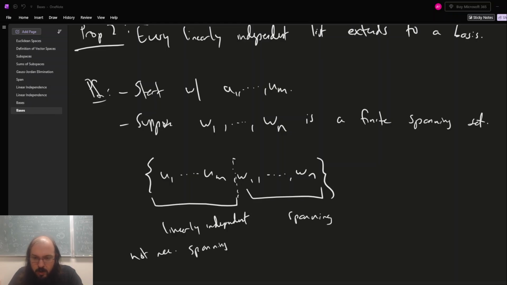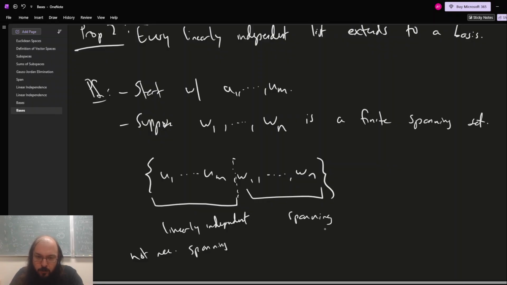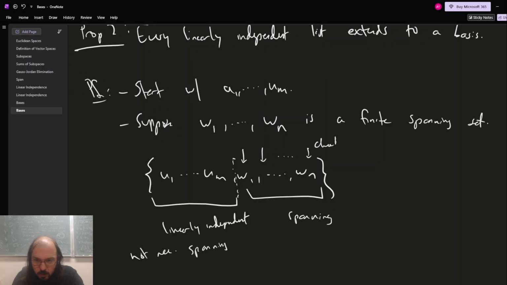So now we run our reduction algorithm, if you will, checking each new vector one by one for linear independence. And then after removing all the ones that are not linearly independent, the span is preserved because this was a spanning list in the first place. So everything is some combination of these things. All we're doing is removing things that are already in the span of the U's.